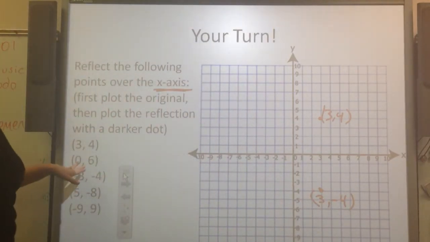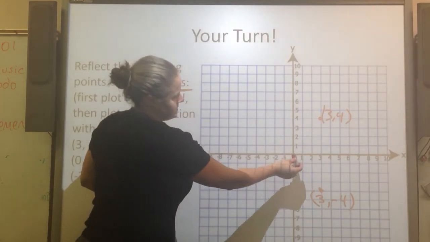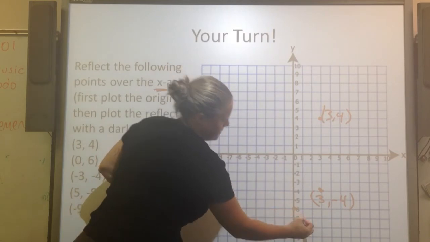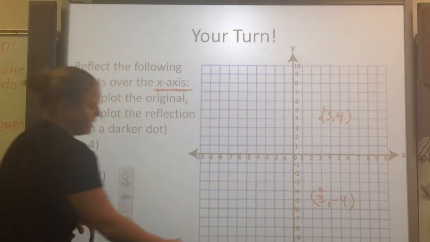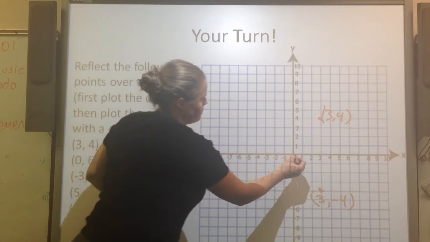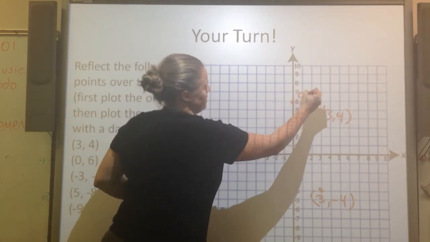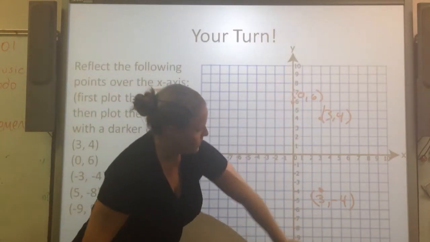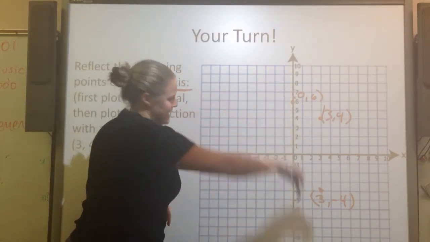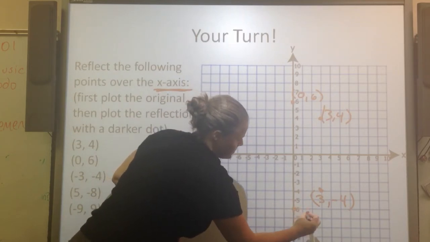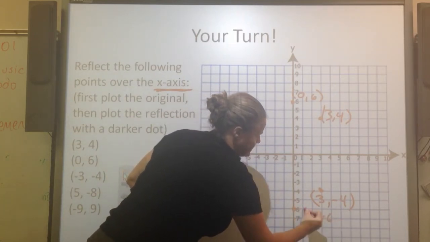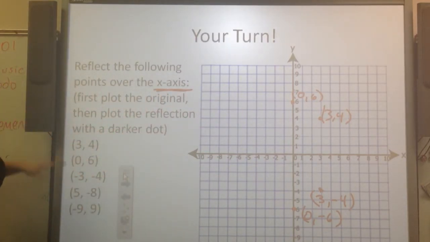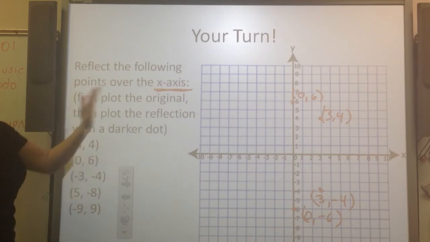My next one is (0, 6). So over 0, up 6. If I'm reflecting across the x, flip this point down. If I went up 6, I need to go down 6 this time. So that's going to be (0, -6). If that's making sense to you, push pause now and continue the other three on your own, and then push play and see where they go.